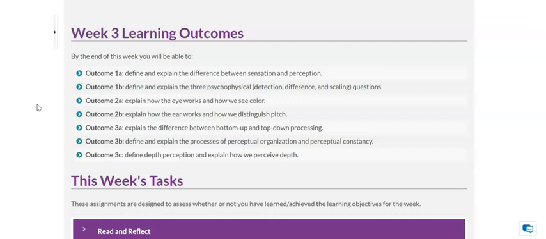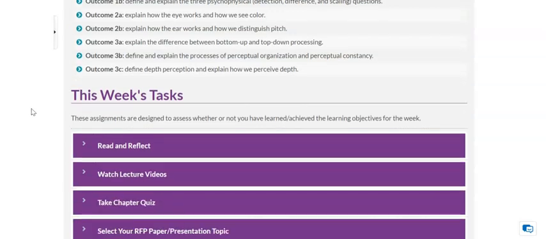Then we'll move on to talk about how perception actually works, the various theories of that, distinguishing between bottom-up and top-down processing, for example, and also looking at Gestalt constructs that help us understand how we do perception the way we do it, and so on.